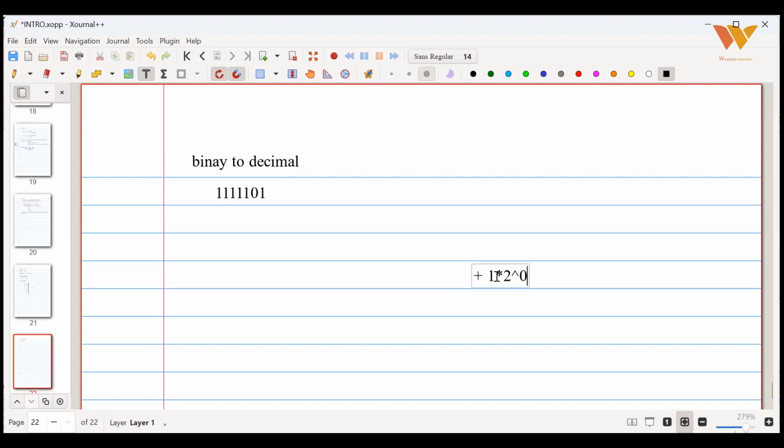Now 2 power 0 is 1. 1 into 1 will be 1. Correct. So now 0 into 2 power 1. We have to check how many terms we have: 1, 2, 3, 4, 5, 6, 7. So it will go from 2 power 0 to 2 power 6.